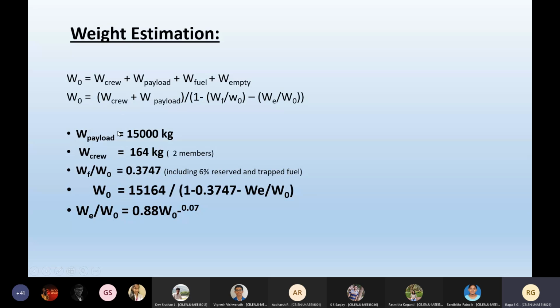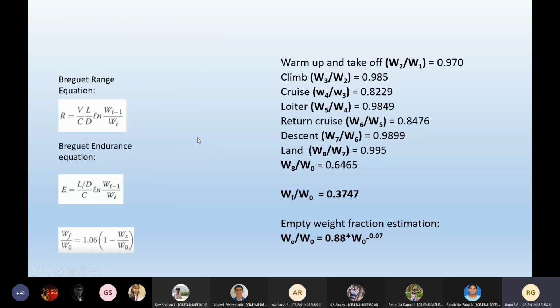For the weight estimation, the initial payload given to us was 50,000 kilogram, and since it is a 2-member crew, we assumed the weight as 164 kilogram. After calculation, we got the fuel fraction as 0.3437, and for the empty weight fraction iteration we took this equation. The individual fractions were these. For warm up and takeoff, it came up to be this, and we take these values from the literature survey and the historical data. For cruise, we used the Breguet range equation, and for loiter we used the Breguet endurance equation.